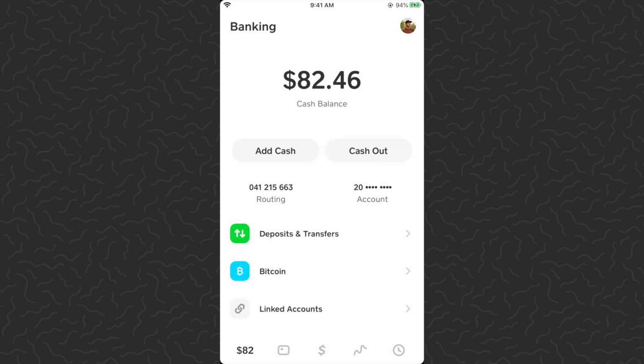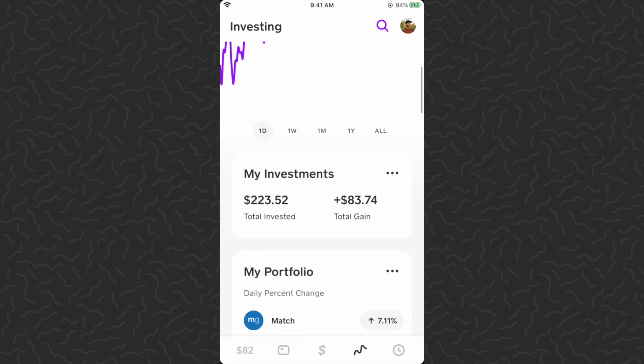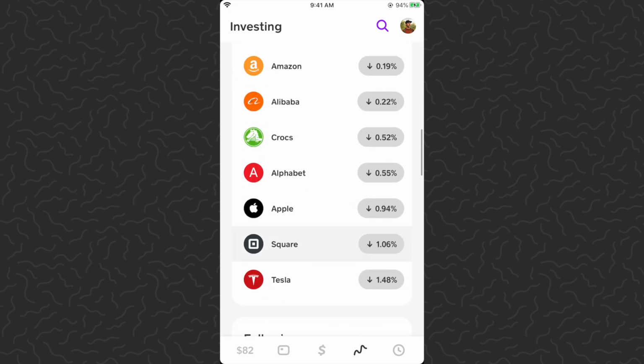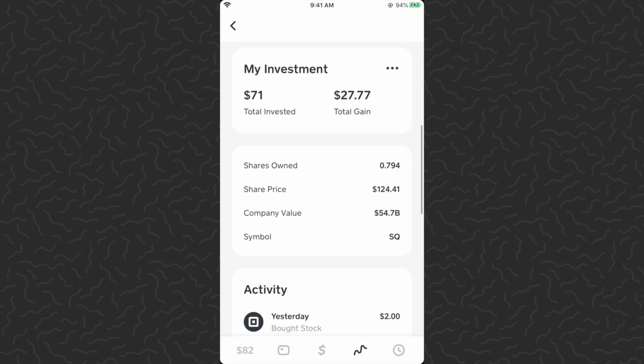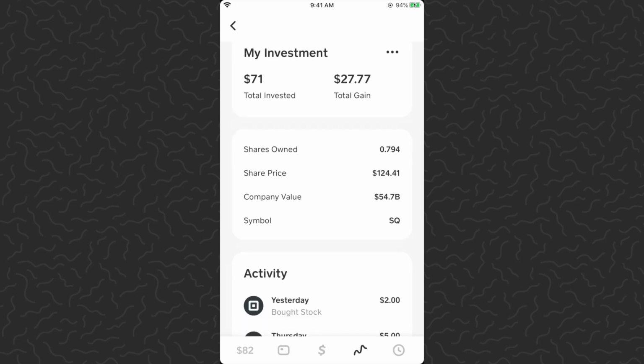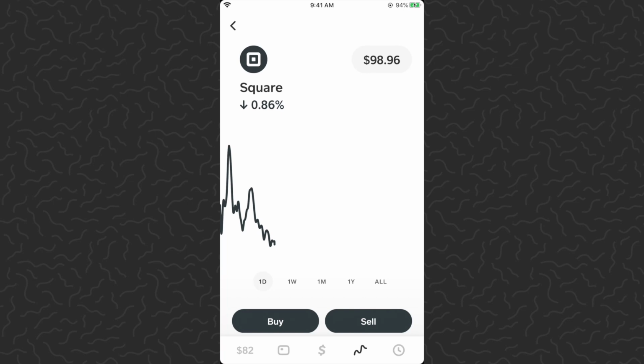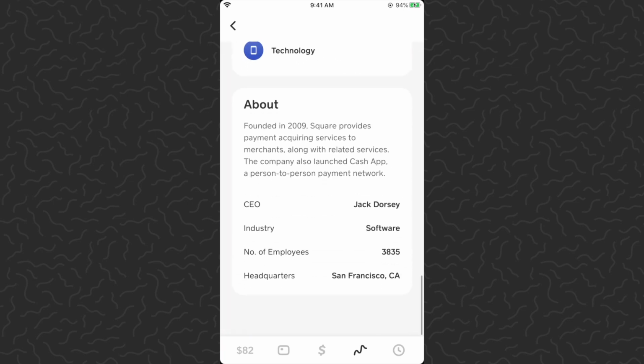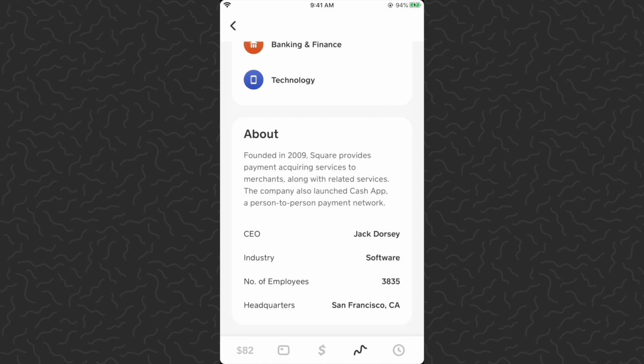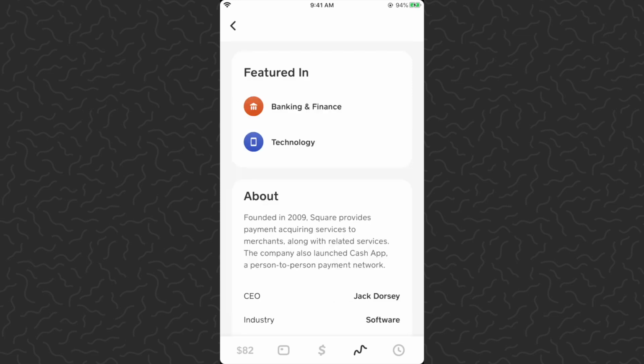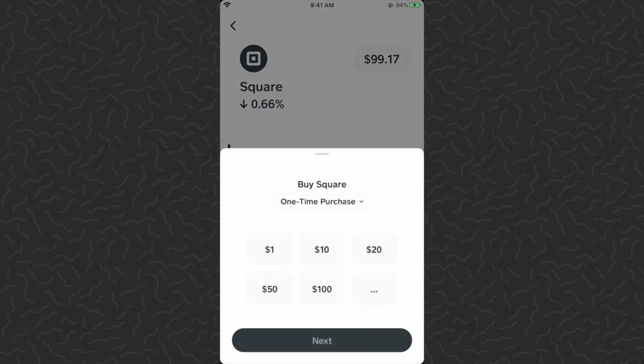Cash App is a completely legitimate app owned by Square. We can take a look at Square right here in their stock section. Square, a $54 billion company. This is a huge legitimate company. This is not some little company that's out to scam people. You can see the about information. Jack Dorsey, the CEO, who is also the CEO of Twitter, 3,835 employees, a banking and finance app, technology, and I'll even buy $1 of Square stock right now.